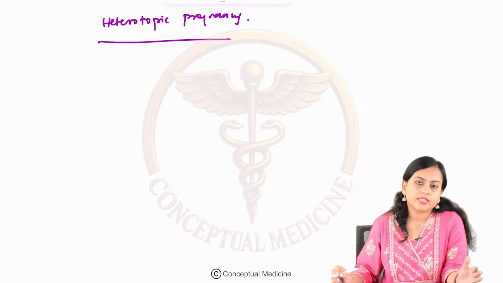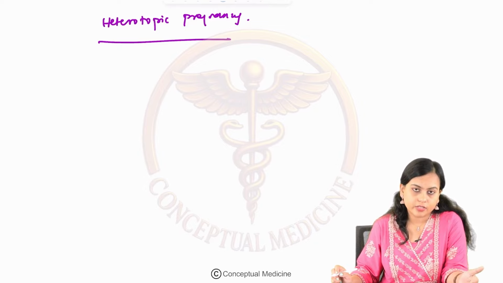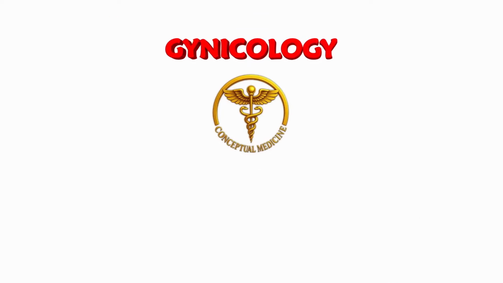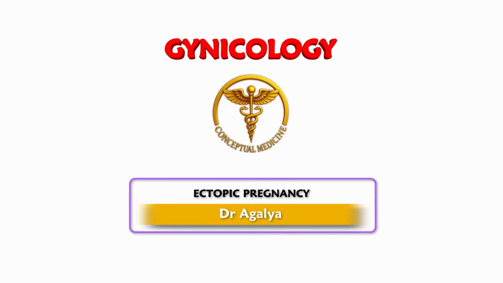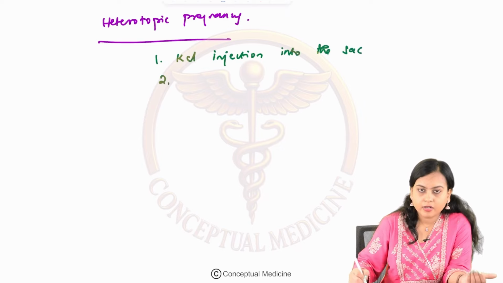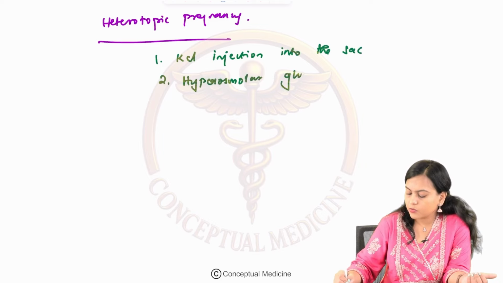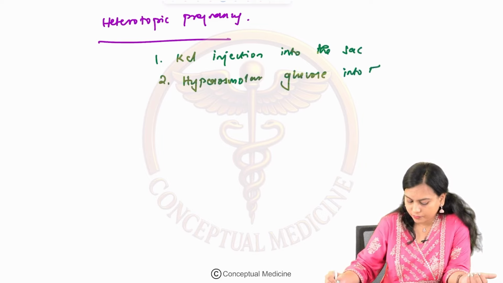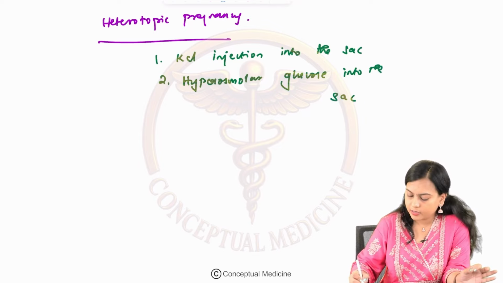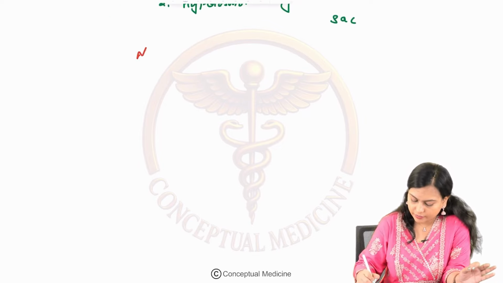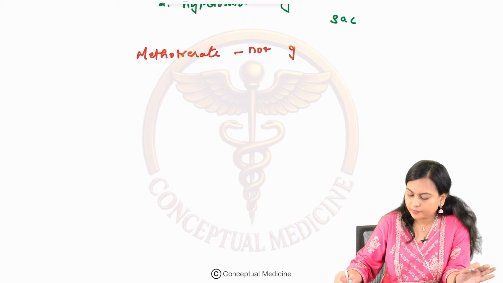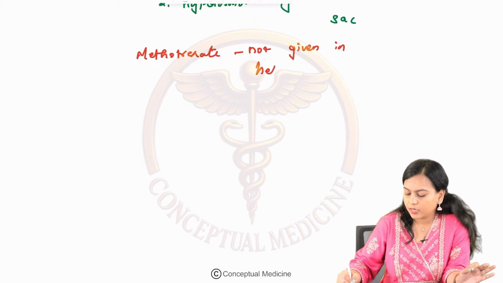Okay. Now suppose it was a heterotopic pregnancy. What you will be doing is, you will be doing steps that will disrupt the ectopic pregnancy alone. Okay, suppose you can give a potassium chloride injection into the sac, or hyperosmolar glucose into the sac. Definitely, methotrexate is not given in heterotopic pregnancy.